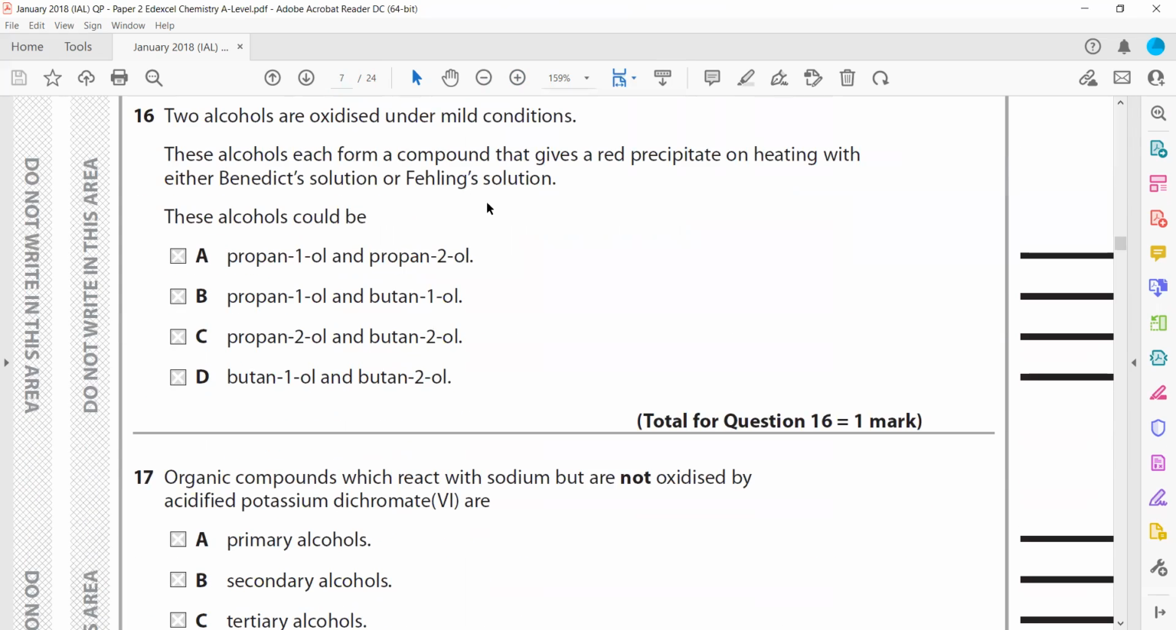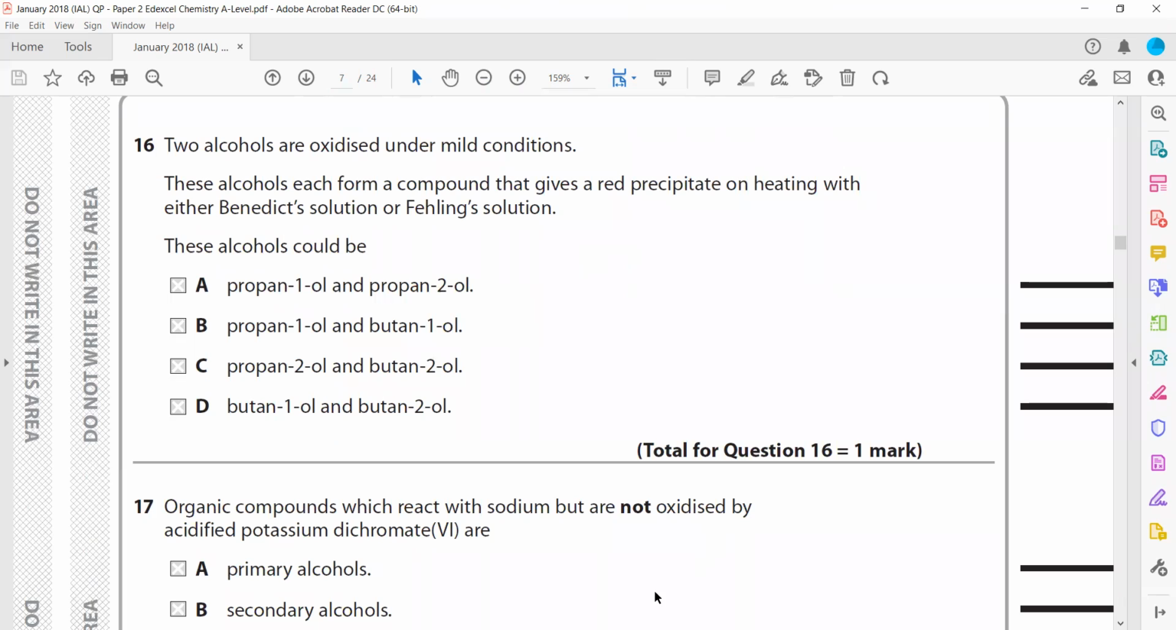In question 16, two alcohols are oxidized under mild conditions. These alcohols each form a compound that gives a red precipitate on heating with either Benedict's or Fehling's. Basically, these alcohols are producing aldehydes. When alcohols are oxidized under mild conditions, they produce aldehydes. How do we confirm it is producing an aldehyde? Because it gives a positive result with Fehling's or Benedict's solution.